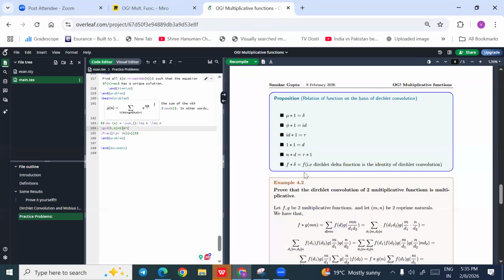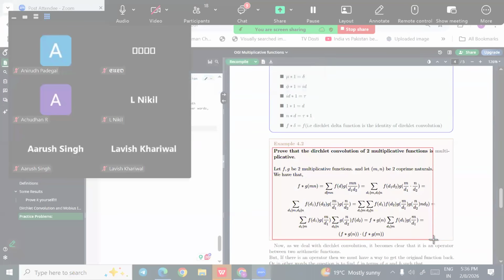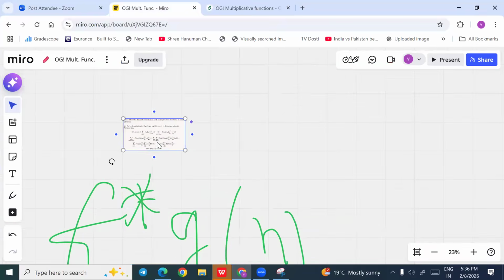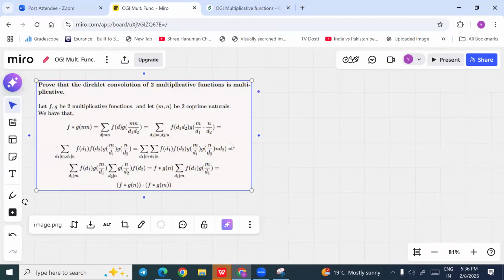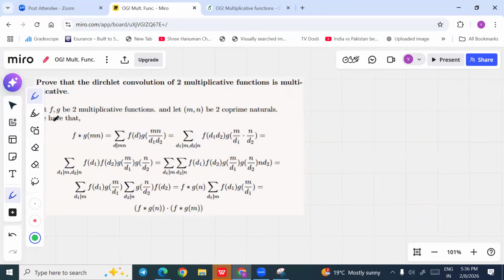Let me just paste the proof. I think I have it. So basically, this is a short proof of why the Dirichlet convolution of two multiplicative functions would be multiplicative.